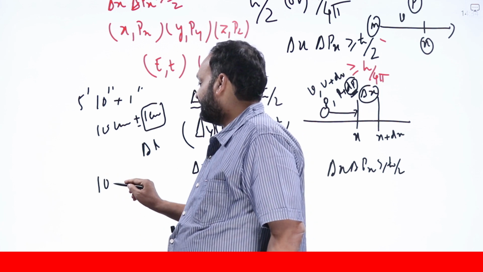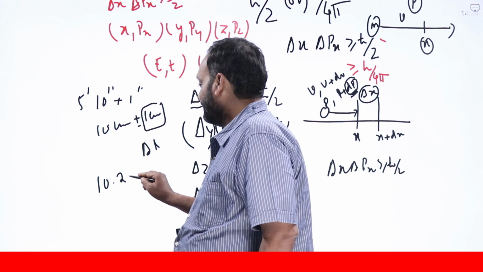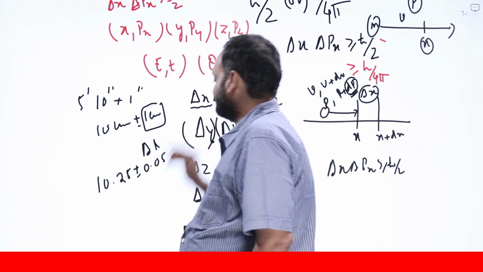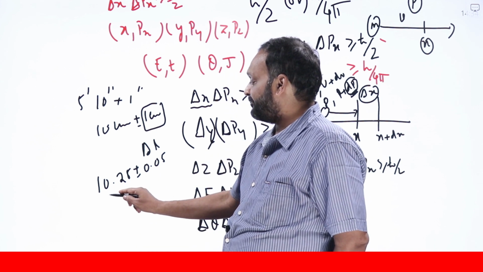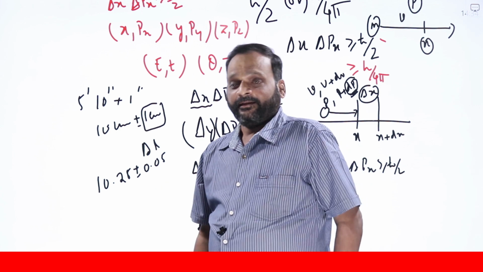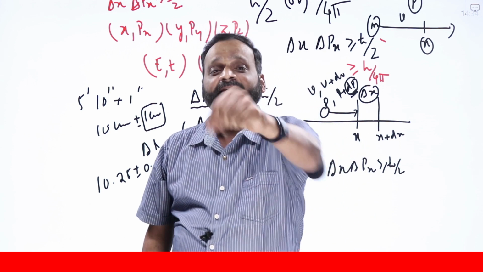Okay, 10.2 centimeters to 5, you will write plus or minus 0.05. Plus or minus 0.05, that is, its length is somewhere between 10.2 and 10.3 millimeters. Right? That means 0.05 is the uncertainty in finding the length of the pen.